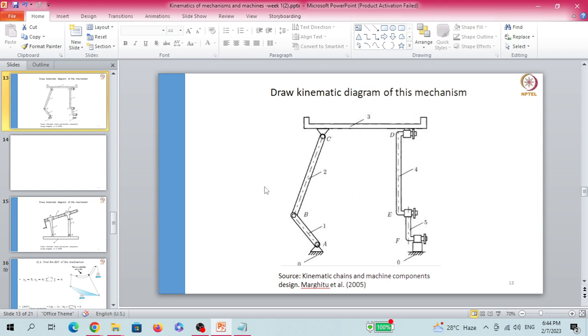I hope everyone has given a try of drawing this kinematic chain. So, after drawing the kinematic diagram of this mechanism, we need to identify the number of links and the number of joints. I hope everyone has given a try.